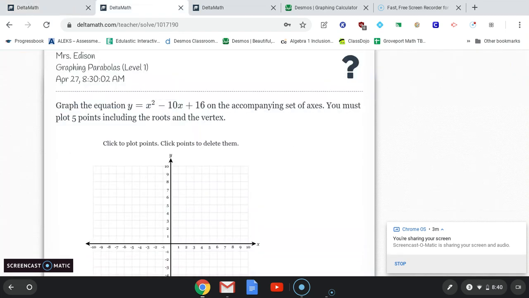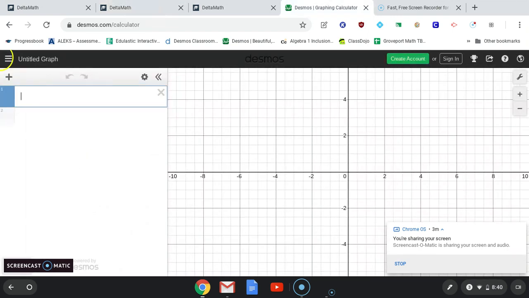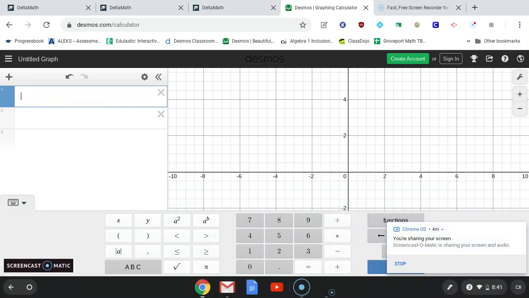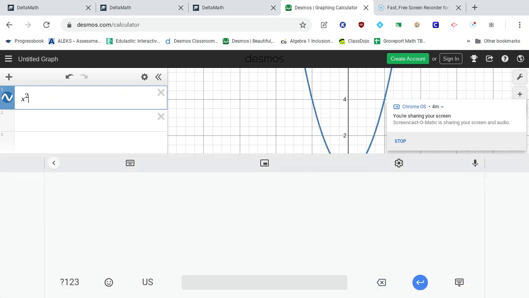So let's take a look at graphing this one. I'm going to show you the method we went through the other day on how to do it and calculate it. We're going to do it on Desmos. I have x squared minus 10x plus 16.